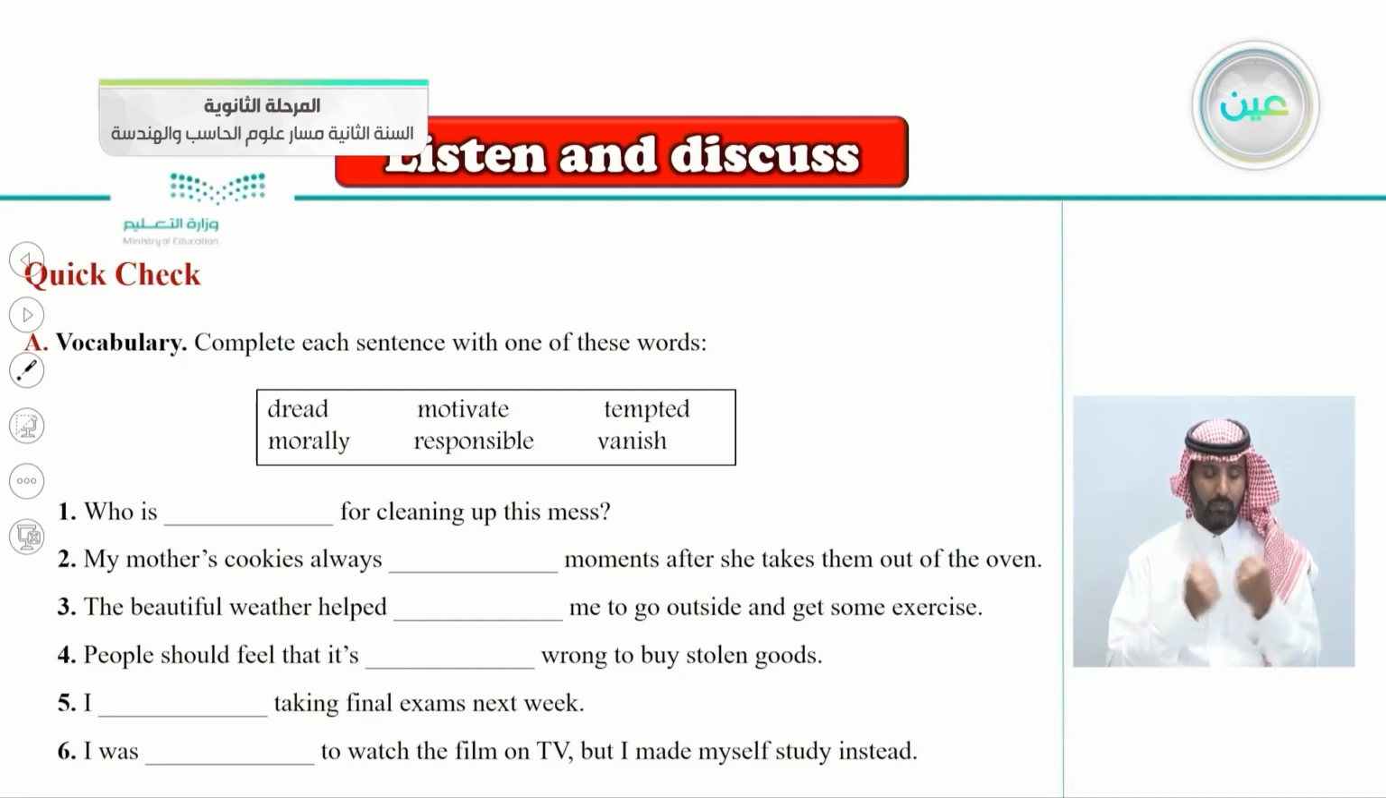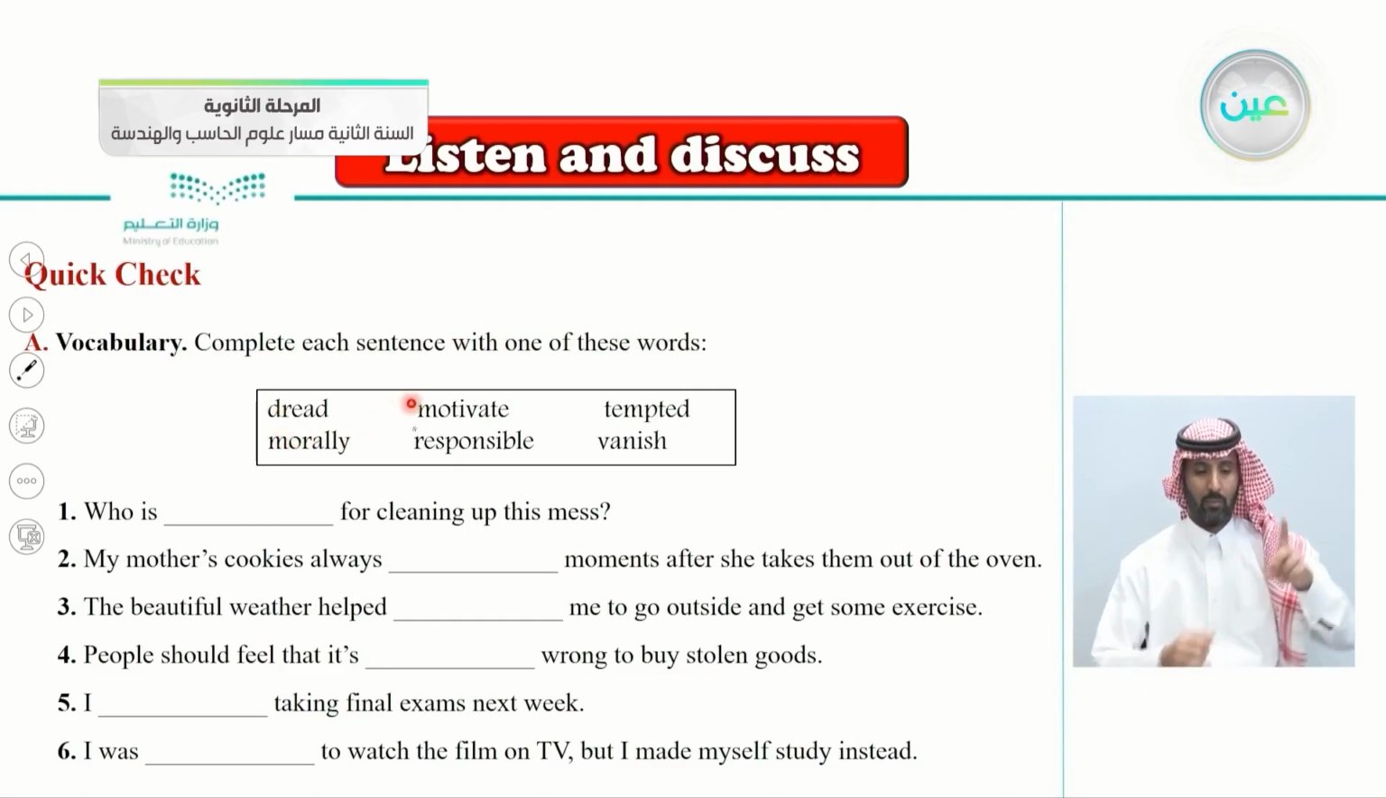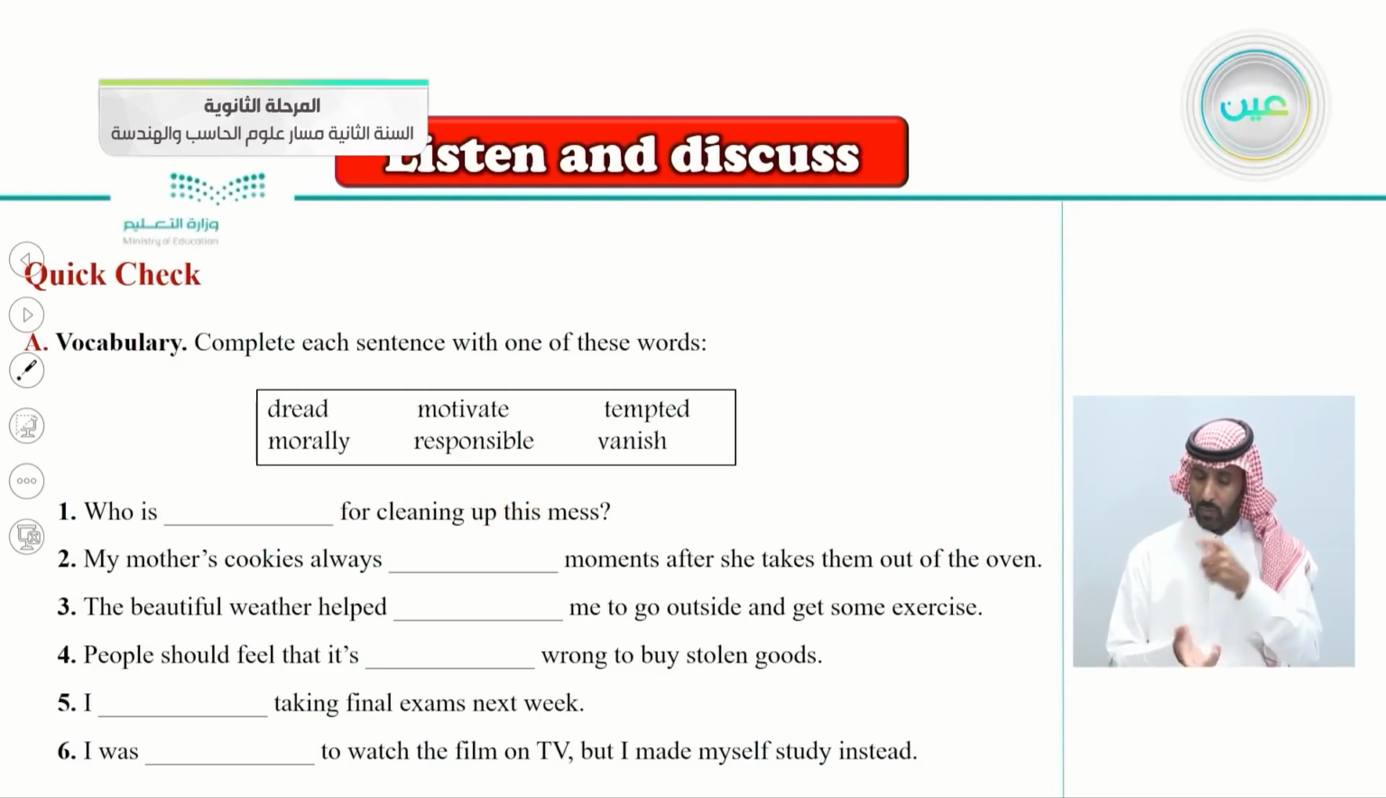The quick check here for the vocabulary: complete each sentence with one of these words. We have dread, morally, motivate, responsible, tempted, and vanish. Number 1, who is responsible for cleaning up this mess?